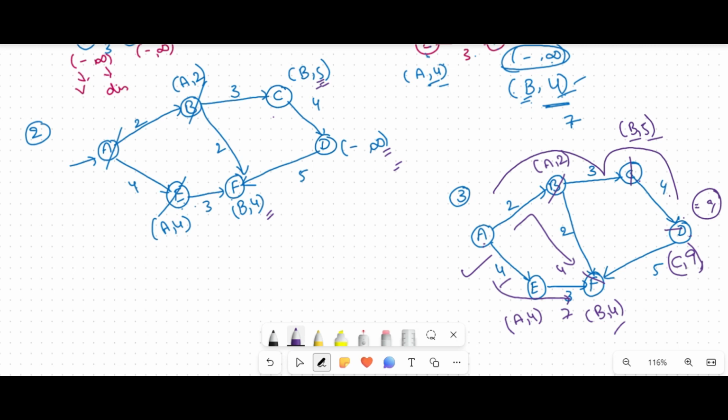So this is another way of solving Dijkstra's algorithm, the single source shortest path routing algorithm.